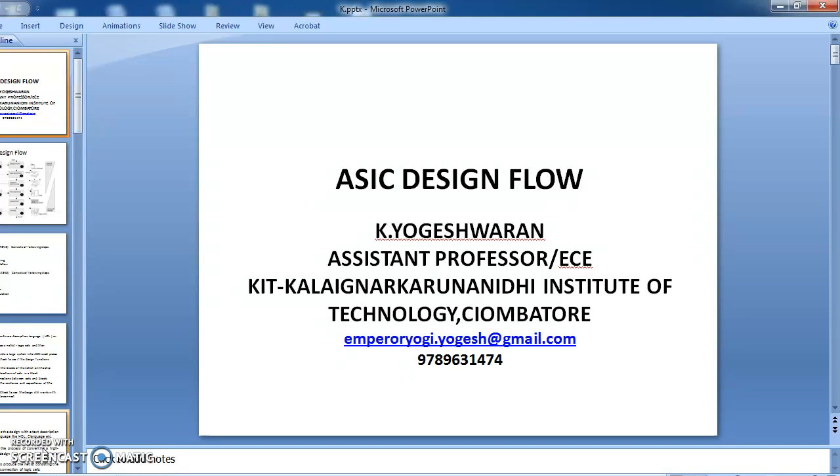The main advantage of ASIC is improved speed, because it is specifically designed to do one application, one thing. The main disadvantage is that it is a more expensive design compared to FPGA.